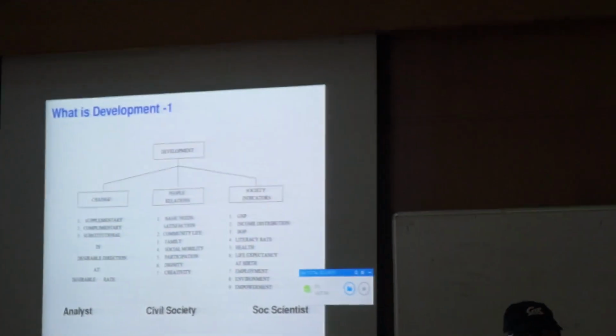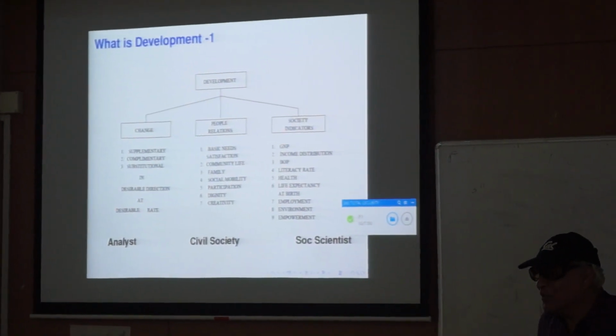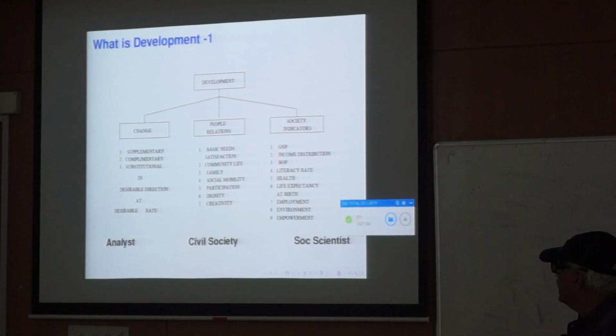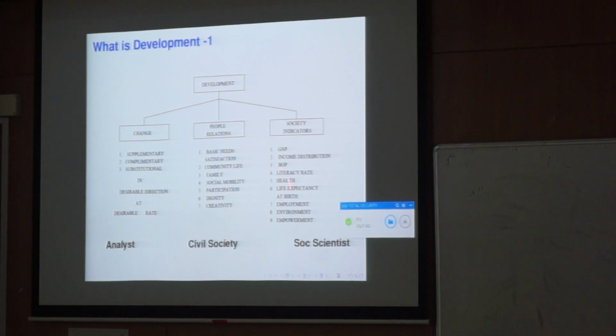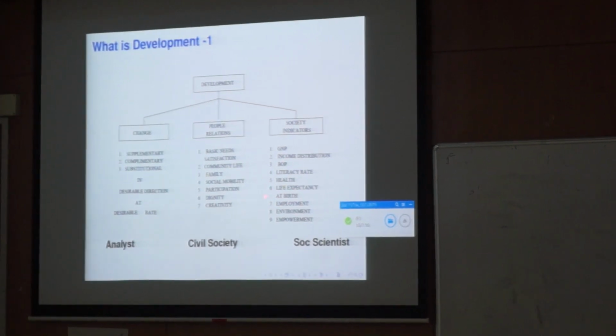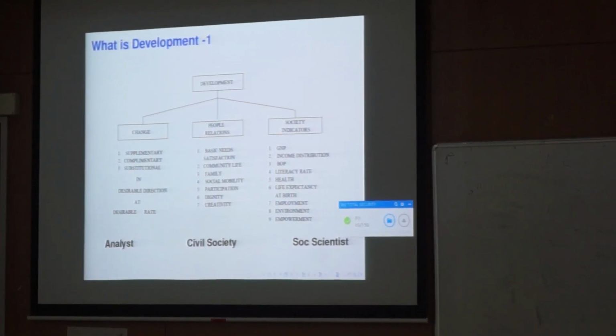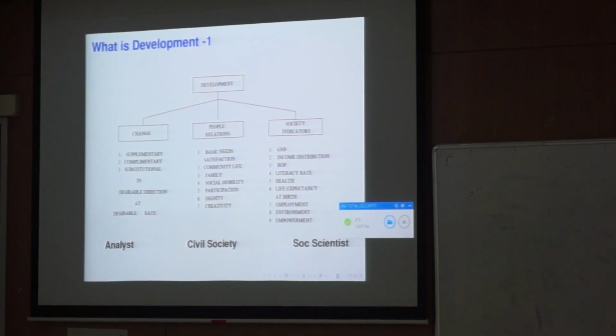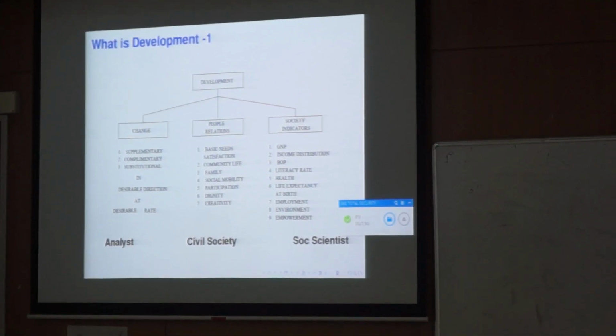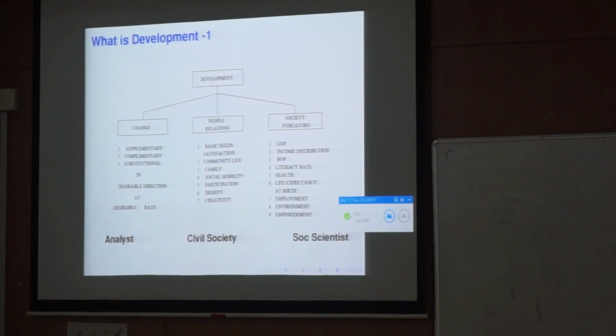If you look at literature on development, so you wanted to know what the social scientists think, this is what development is all about: GDP, income distribution, balance of payment, literacy rate, health, life expectancy at birth, employment, environment, empowerment, and so on and so forth. Is that right? And then they have indices for all this. This is what social scientists do. And then they do aggregation, weighted average, to come up with the human development index.